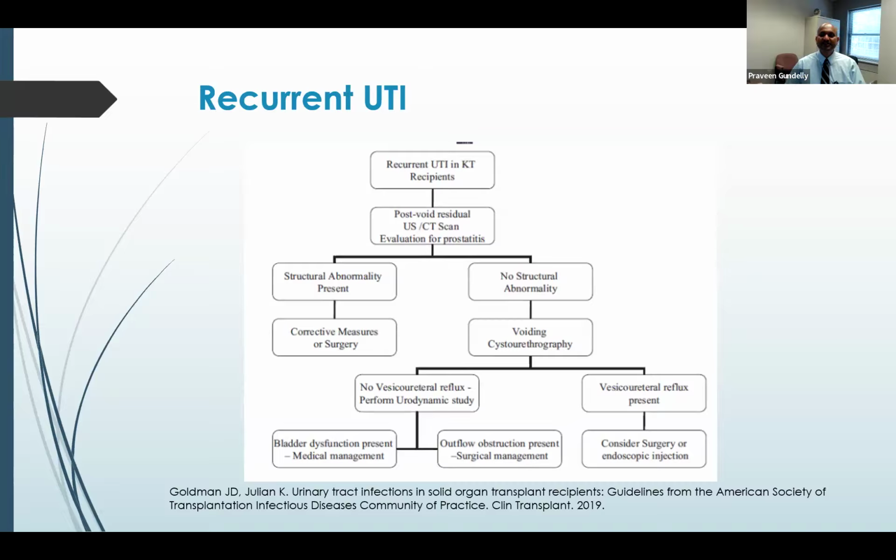As I mentioned, if a patient has three or more UTIs per year, it's considered a recurrent UTI. The studies on the effect of recurrent UTI on the kidney graft have been highly variable, but many experts agree that if a patient has a recurrent UTI within the first few months, there might be long-term graft dysfunction. Because of that concern, we try to treat them aggressively and try to prevent these infections if possible.